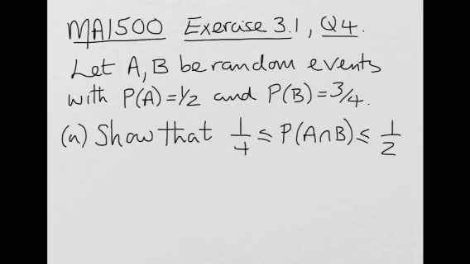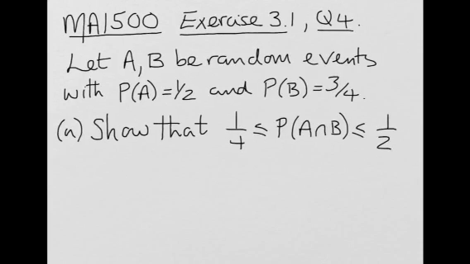I've had a request to go over the solution of MA1500 exercise 3.1 question 4. The question states that we have two random events, A and B, and that the probability of A is a half and that the probability of B is 3/4. The first part of the question asks us to show that the probability of the event A intersect B lies between these two limits.